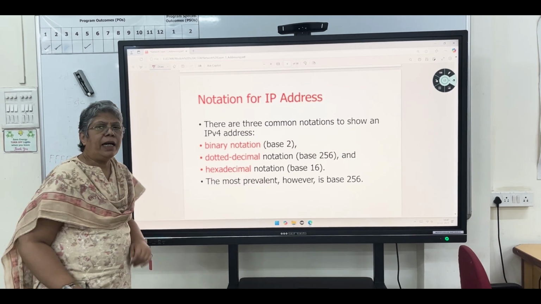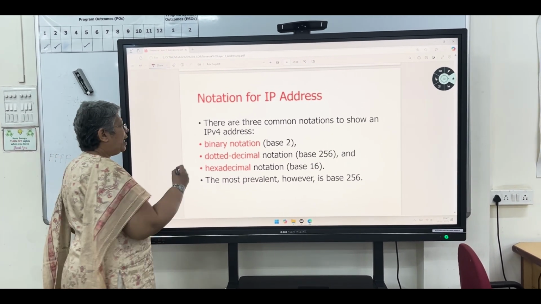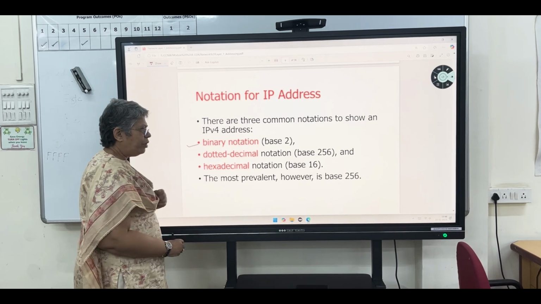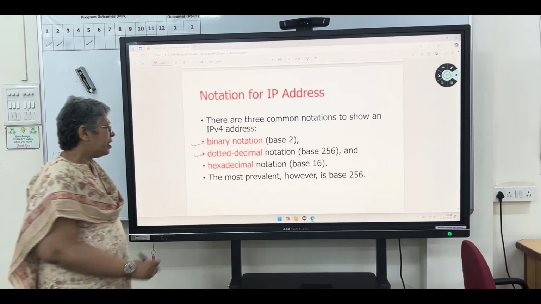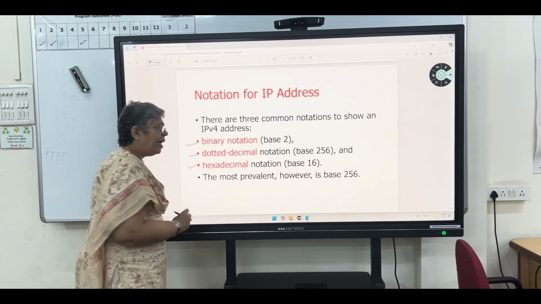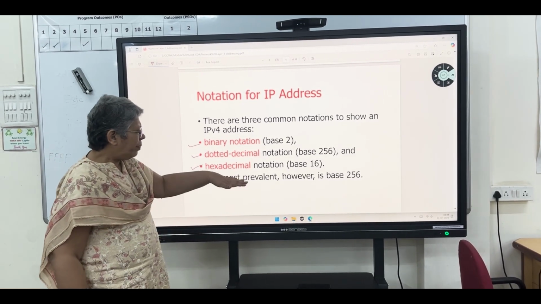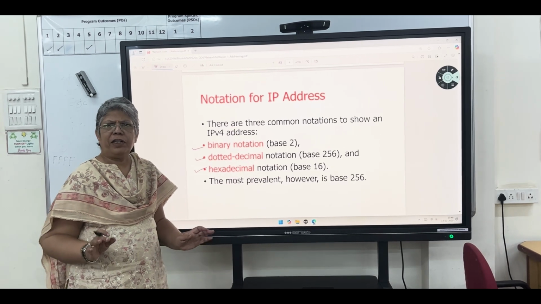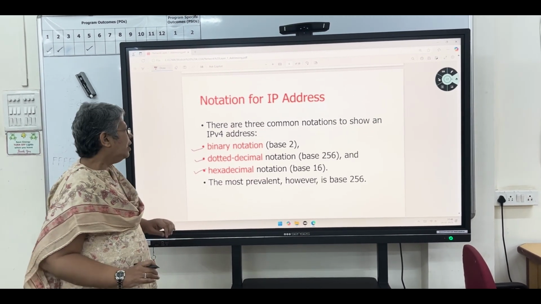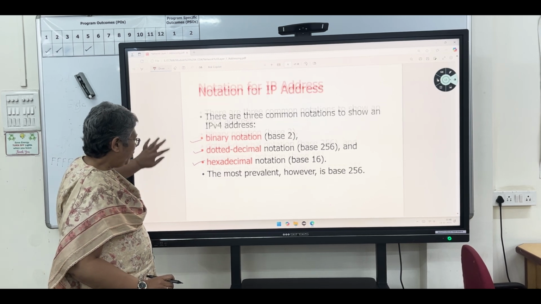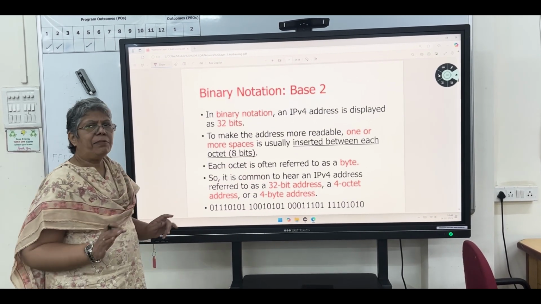Now, how do we write the IP address? An IP address can be written in three forms. First, we can write it in the binary notation, that is base 2. We can write it in the dotted decimal form, that is base 256, and we also can write it in the hexadecimal notation, right? However, more prevalent is base 256, we usually prefer the dotted decimal pattern of the IP address. That notation we actually use. But we will see all the types in detail.